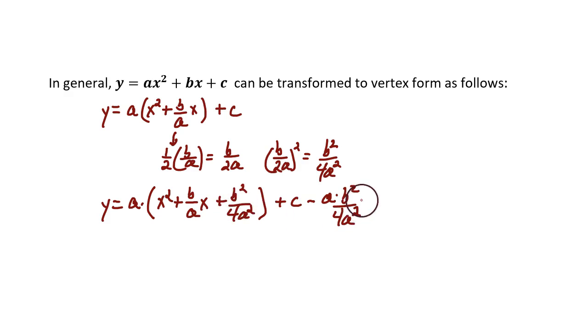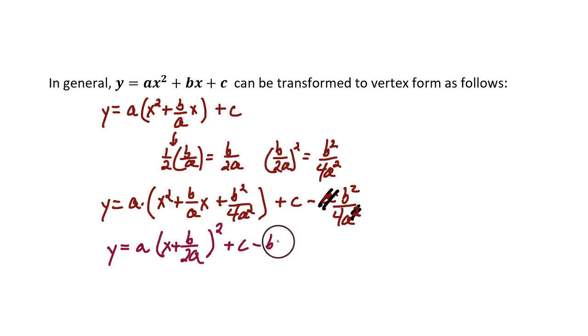Adding the term here, but then subtracting this on the end, compensates, and you haven't changed the overall value of the right side. Please notice that an a on top and an a squared on the bottom will reduce to just b squared over 4a. Next, let's factor our perfect square trinomial. It makes a set of parentheses, squared, and inside x plus the b over 2a. We still have the plus c and the minus b squared over 4a.